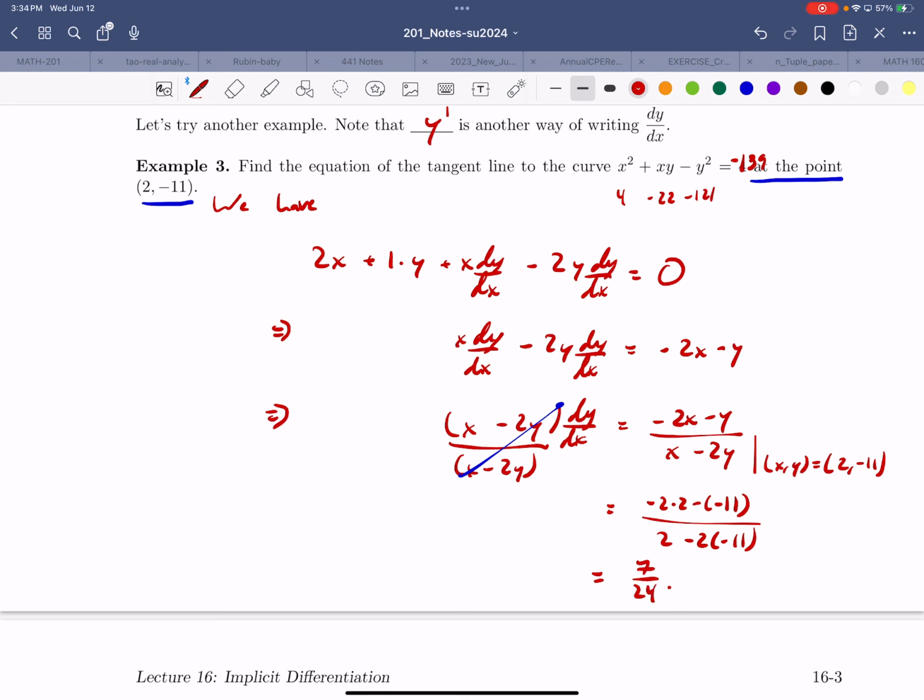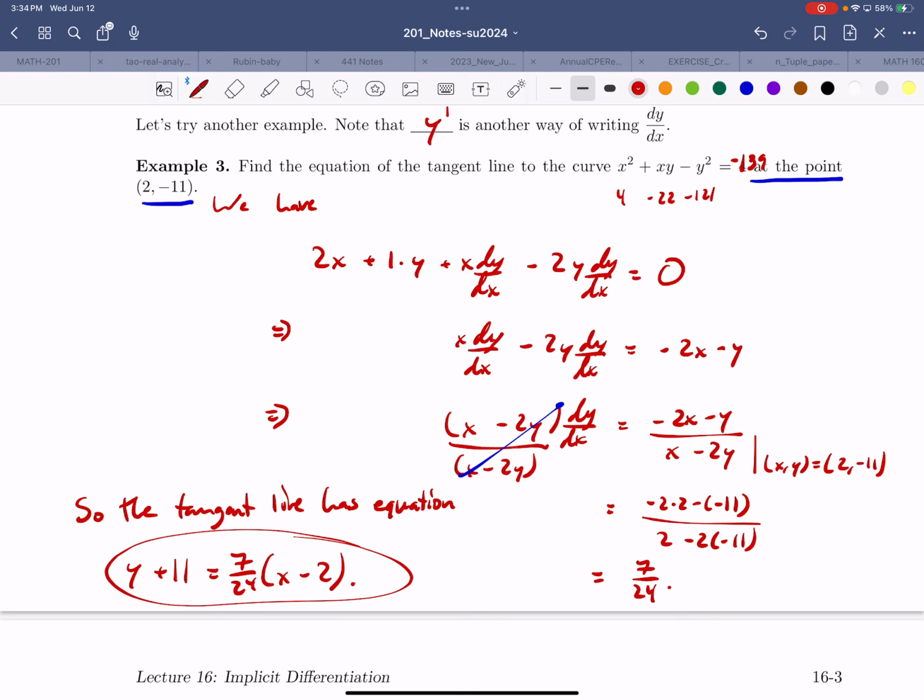Well, no, not quite. So the tangent line has equation y minus negative 11 equals the slope, 7/24, times x minus 2. That's our answer.